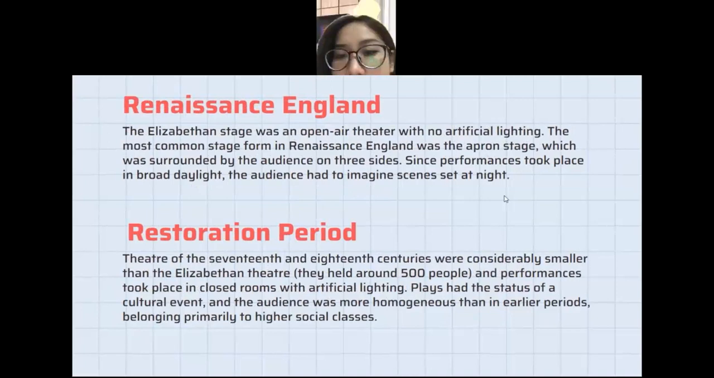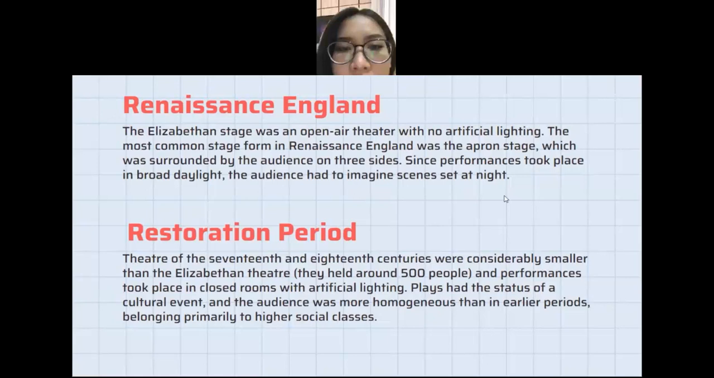Renaissance England. The Elizabethan stage was an open-air theatre with no artificial lighting. The most common stage form in Renaissance England was the upfront stage, which was surrounded by the audience on three sides, since performance took place in broad daylight. The audience had to imagine scenes set at night.